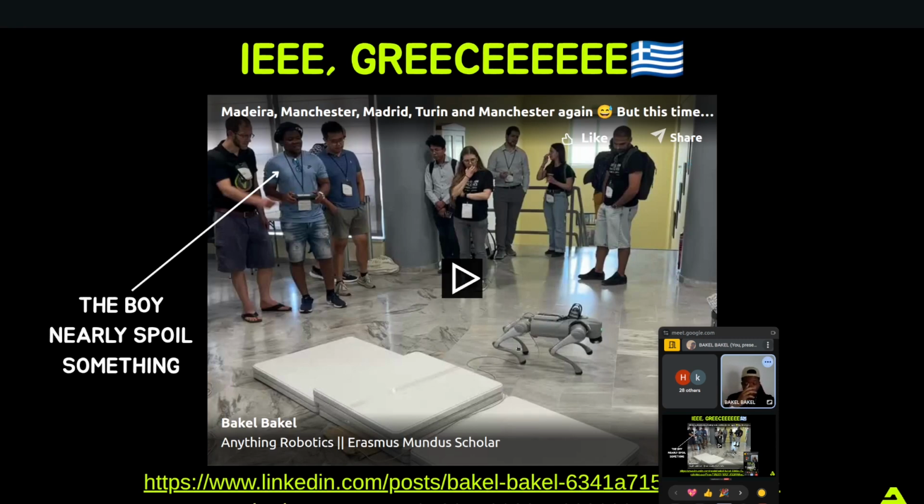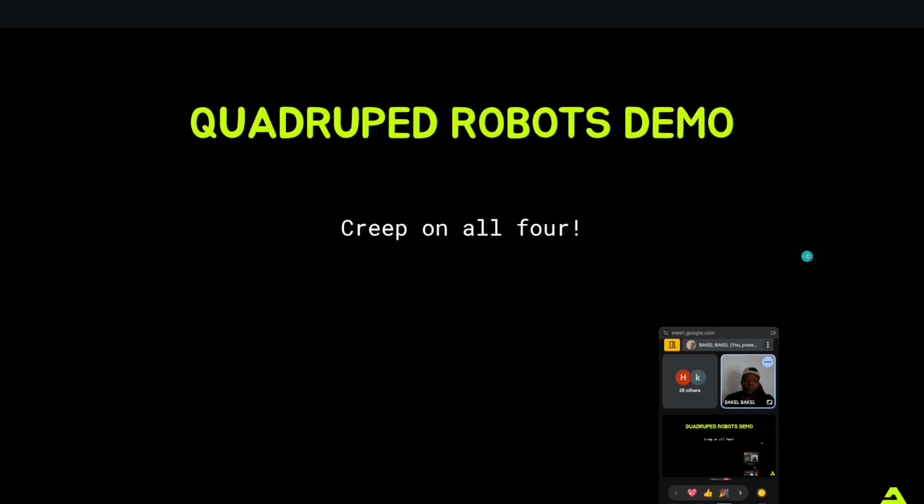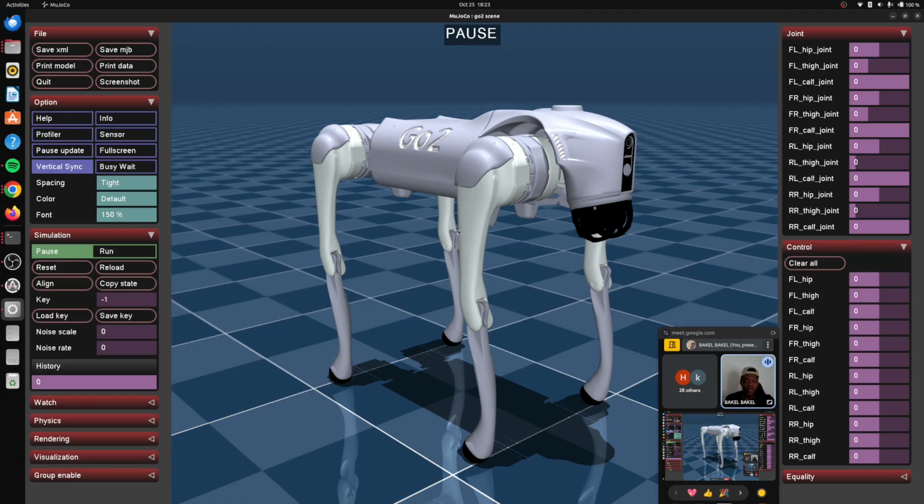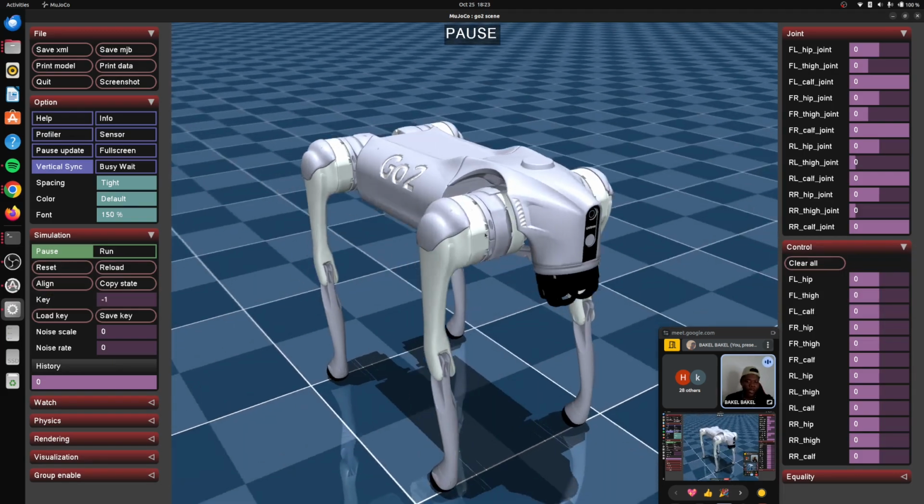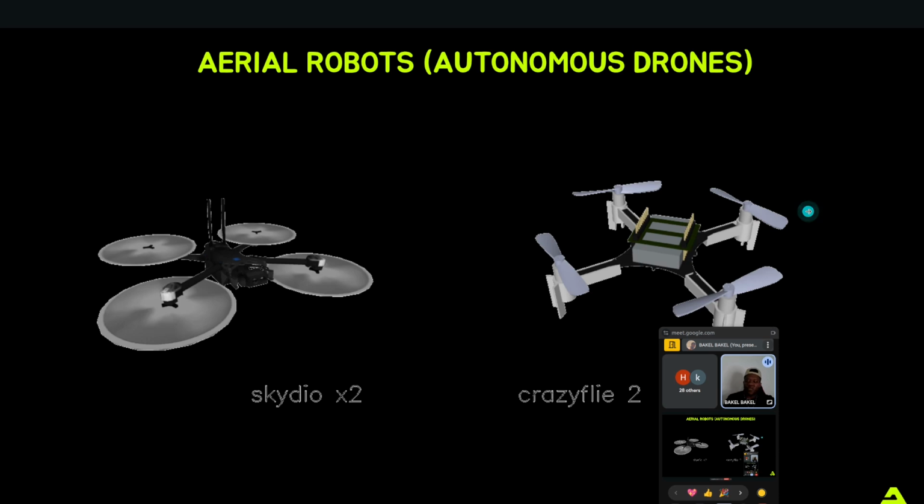There's this video, if you want to see the slide, how you see the robots in action, the control system, and how it's actually moving. Okay, so this is the demo that I showed. I started with the demo actually. Now, moving on from quadrupeds, we have aerial robots.